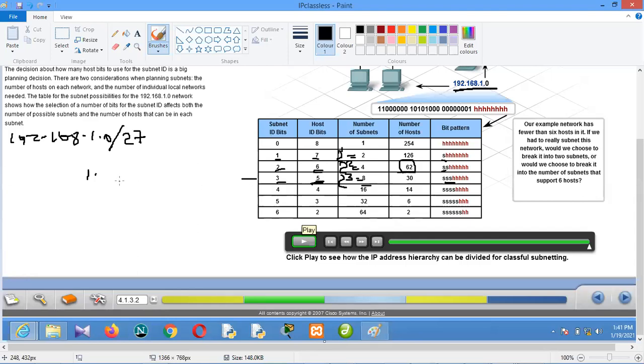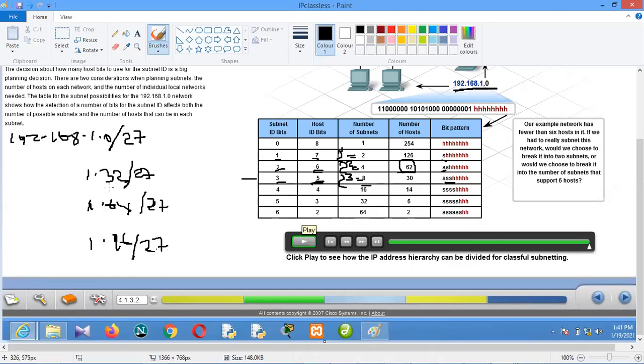I'm using multiples of 5. As in 5 is remaining, so 2 raised to the power 5 is 32. So the next network is 32, that is 32 slash 27. The next network is going to be 64 slash 27. The next network, I think 96 slash 27.